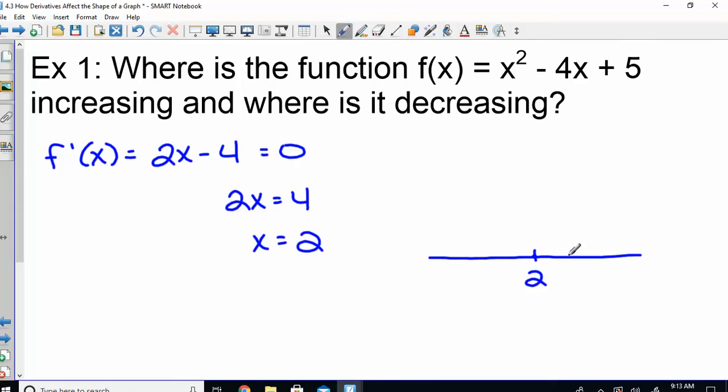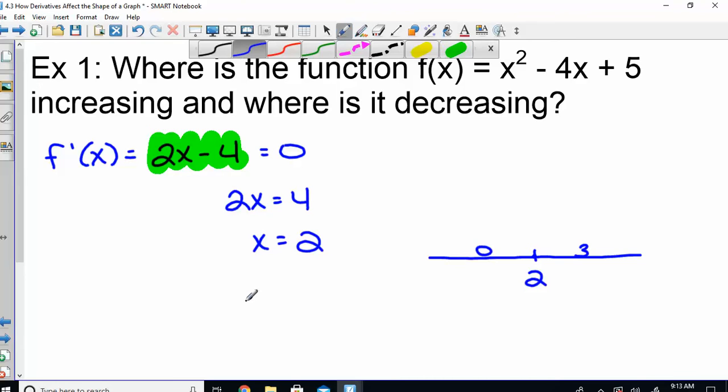What I'm going to do is a sign line. We haven't done these in a while. Remember we picked test points on either side of 2? So something smaller than 2, maybe a 0, something bigger than 2, maybe a 3. And we're going to plug those into the derivative, because I want to know if the derivative is positive or negative. So if I put a 0 in here, I get 0 minus 4, which is negative.